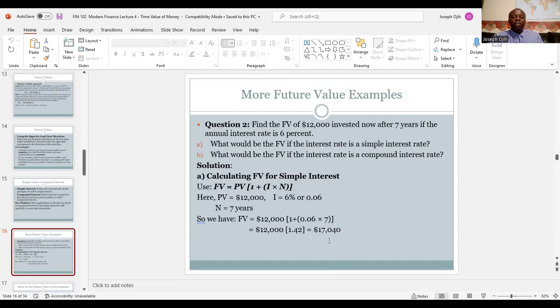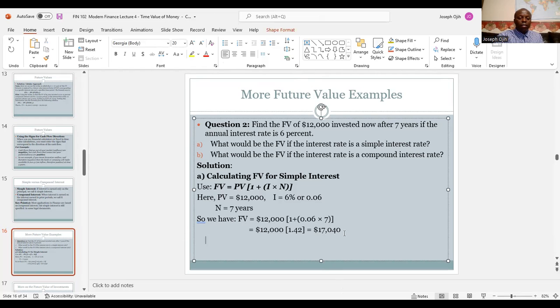That means you're making a gain of, let's see, your gain. Let me type it here. So your gain from that investment will be 17,040 minus $12,000. So your gain in this investment will be, so let's subtract this, $17,040 minus 12,000.